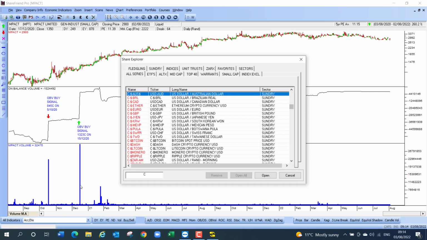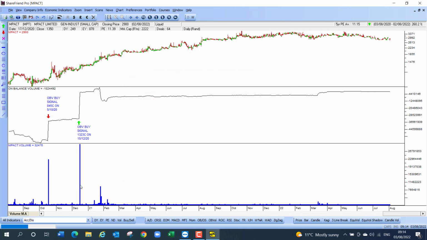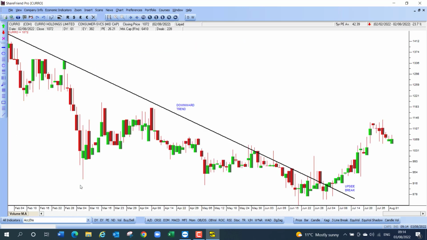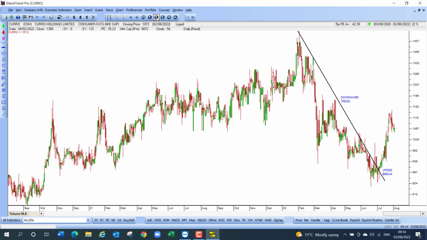The last share I want to talk about today is Curro. Curro is an interesting company. Obviously, it's an education share. They do education up to matric. And this is a company which has had a very interesting history in South Africa.